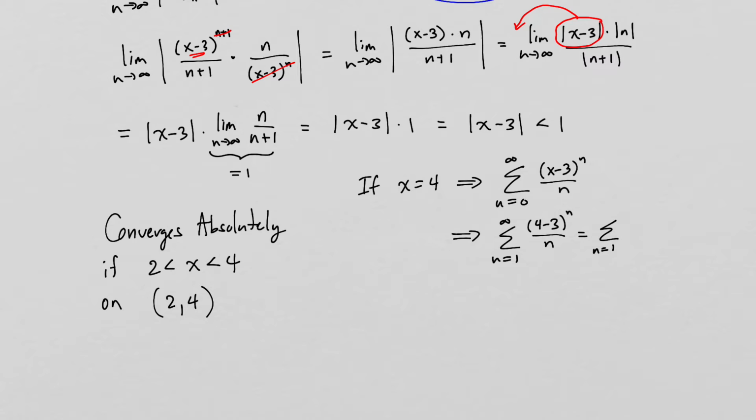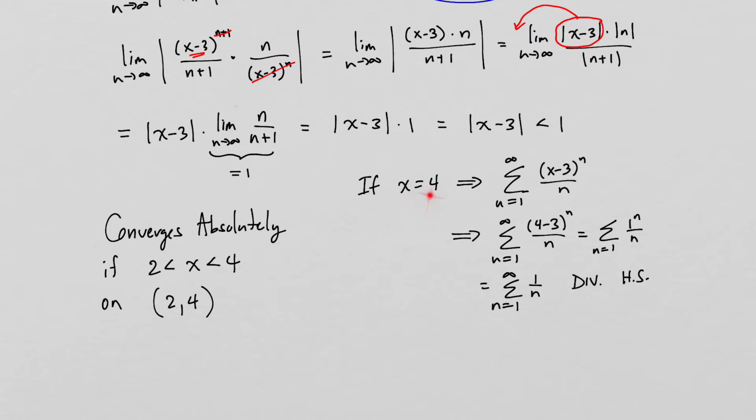Because you actually can't plug in 0. Anyway, so we get 1 to the n divided by n. And this is equal to the sum n equals 1 to infinity of 1 divided by n. And this diverges because it's the harmonic series. So we know that this diverges when x equals 4. So what this means is that we cannot include the endpoint 4 because it diverges there, and we are only looking for the interval of convergence.